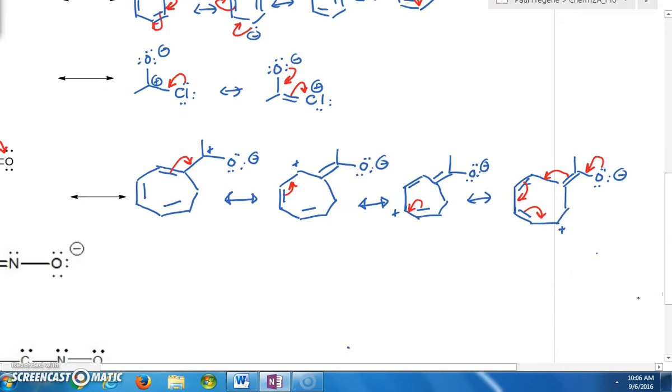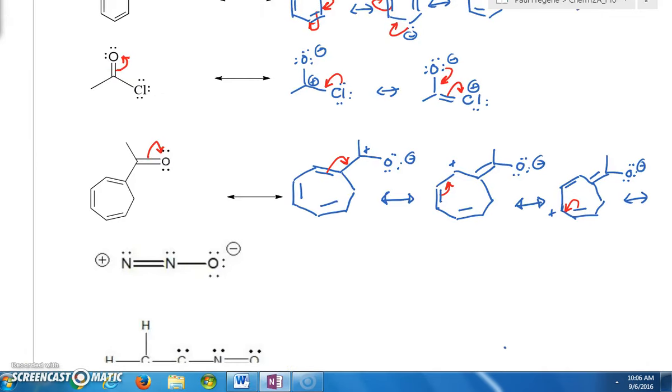Okay. Now this one is pretty interesting. This one, as you can see here, is a lone pair next to a pi bond next to a positive charge. So we can actually move that. And we'll get this.